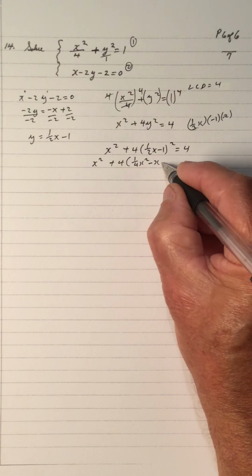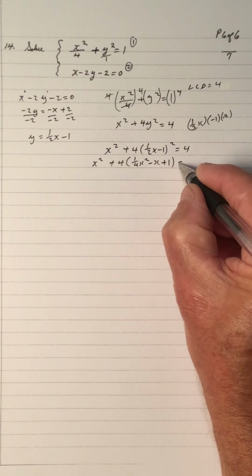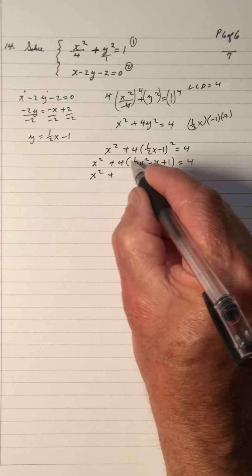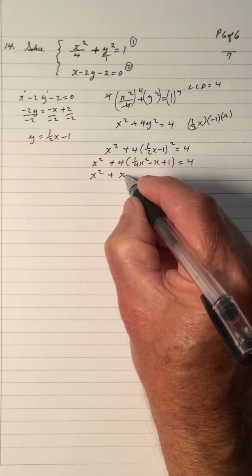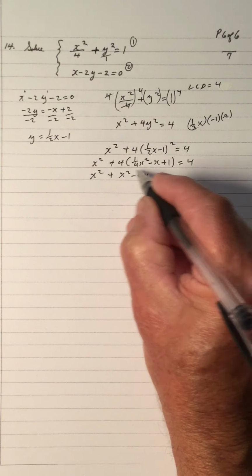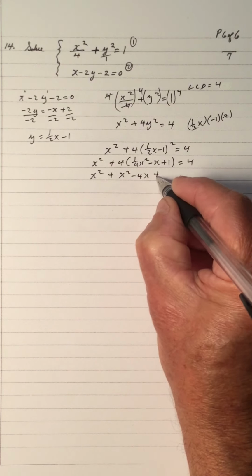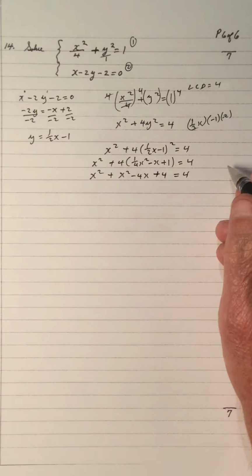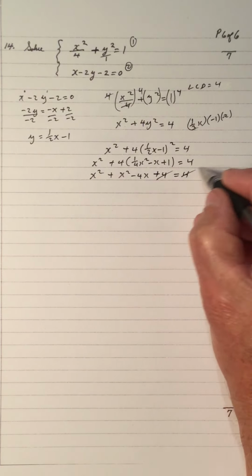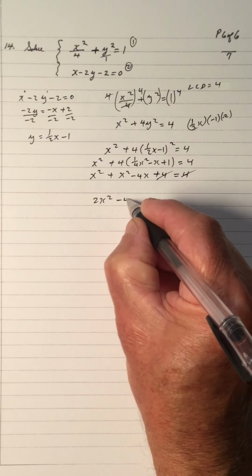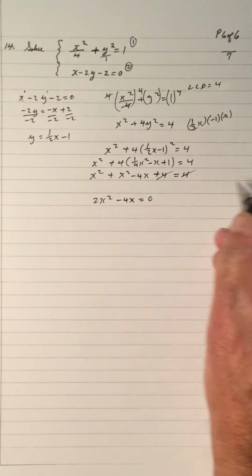And -1 squared is 1. So I did the square first. Now I'll multiply by 4. 4 times 1/4 is 1. 4 times negative x is negative 4x. 4 times 1 is 4. And I want to simplify. I got a 4 on each side, so I cancel them. So I have a 2x squared minus 4x equals 0.